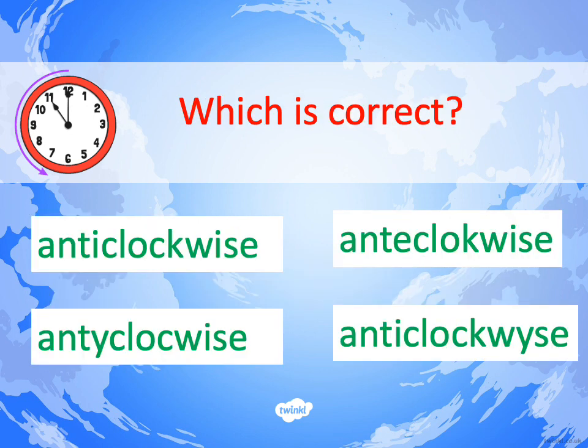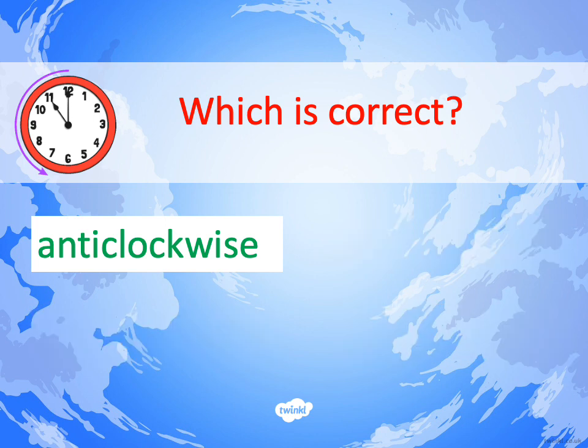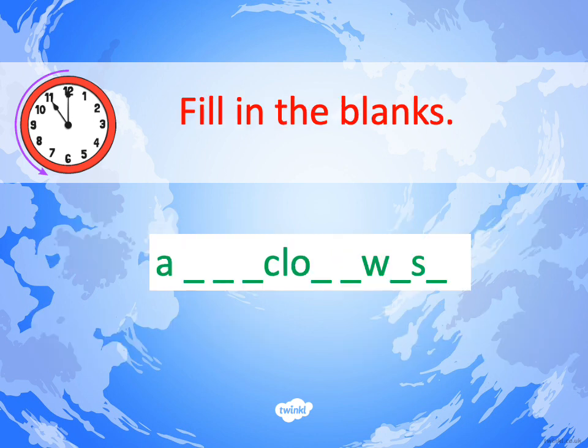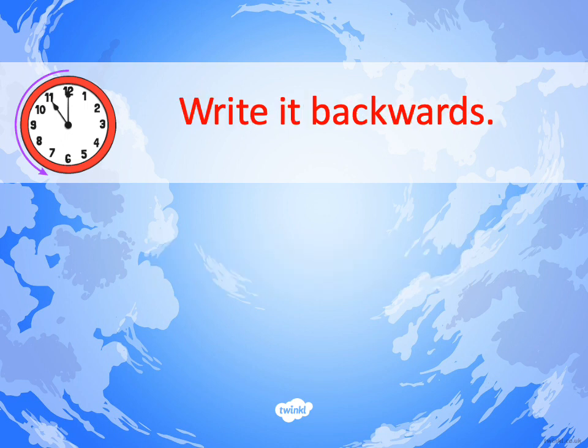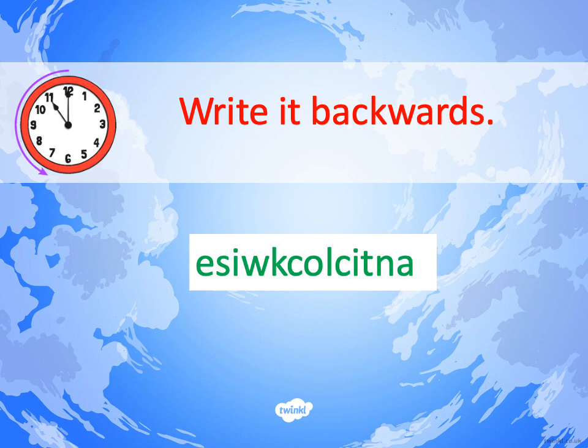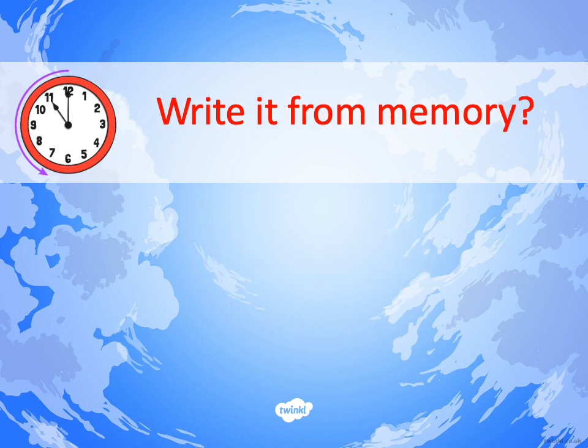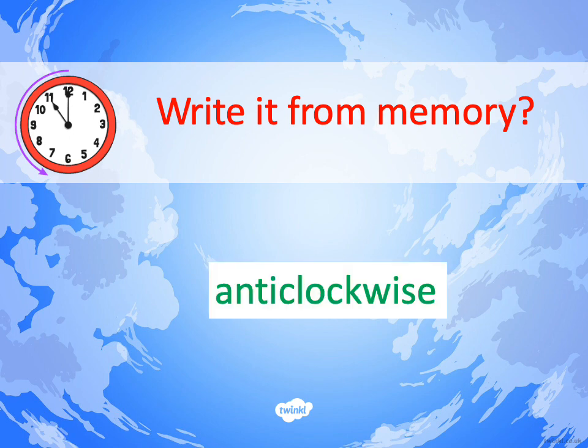Which one is correct? Copy it down without looking at what you wrote before. That's your correct answer, anticlockwise. And without looking, fill in the blanks. That's what you should have completed, anticlockwise. And can you write it backwards? Very long word. Have a go. Esicalkitna. Write it from memory. Anticlockwise. Well done if you spelt that correctly. A long word, but if you take care, it's not too tricky. Let's move on to the last word for the week.